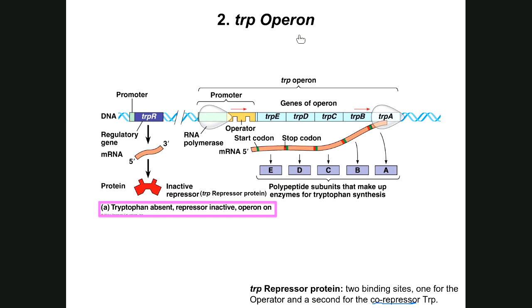Okay? But when there's not enough tryptophan present, when tryptophan is absent, the repressor is inactive. They're showing you the shape of it. Why is it inactive? Well, the first binding site binds to the operator. The second binding site binds to the co-repressor. But when the co-repressor tryptophan is not present, that affects this other binding site, the binding site for the operator. When the co-repressor tryptophan is not present, the trp repressor protein does not have a shape on the other binding site that complements this DNA regulatory sequence called the operator. Therefore, the trp repressor protein cannot bind to the operator.